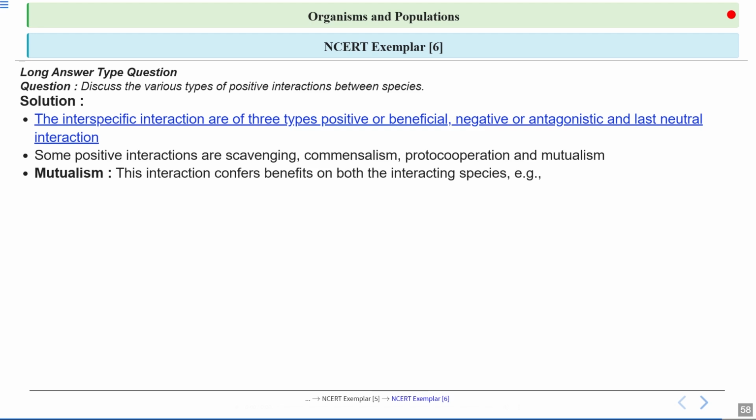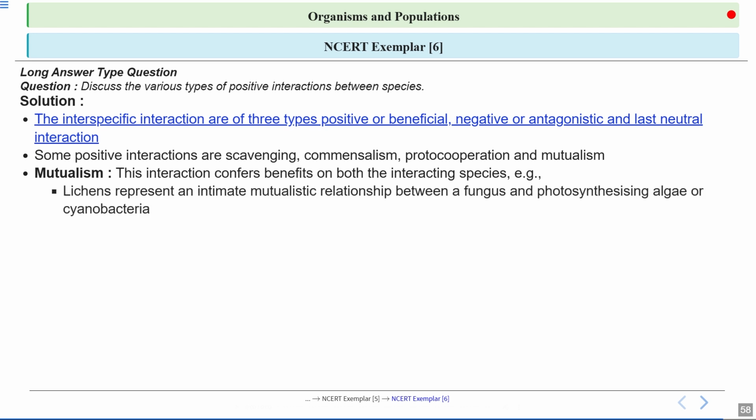Let's talk about mutualism. In mutualism, both species are benefited. So it is like a win-win partnership. An example is lichen. Lichen is a symbiotic association. This is a mutualistic association between fungus and algae. Both the partners are getting benefited here. The algae can photosynthesize and provide food to the fungus, and in return the fungus provides shelter to the algae, and also helps the algae absorb water and nutrients.